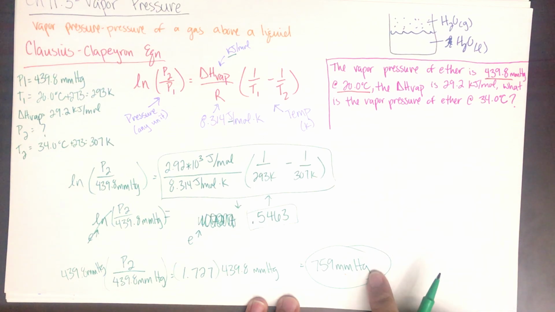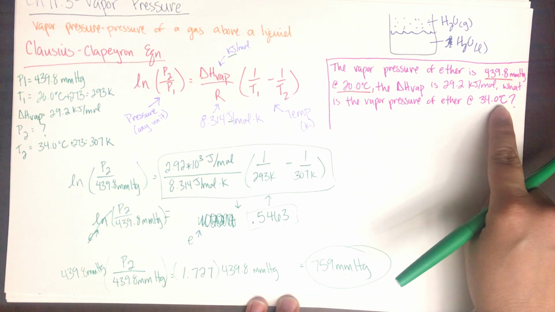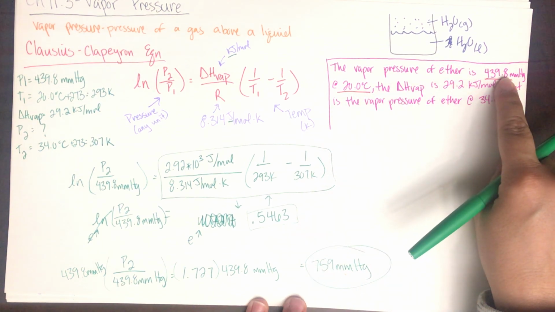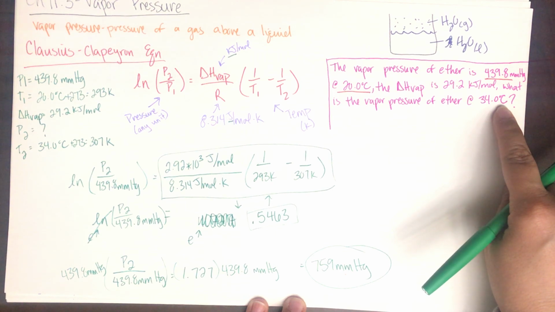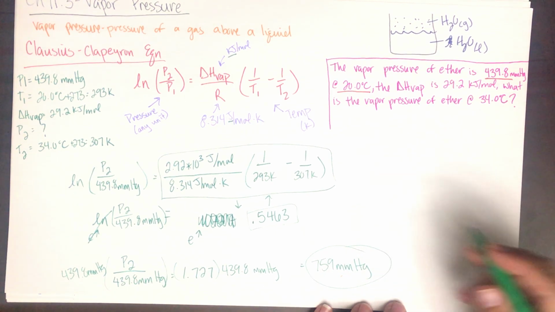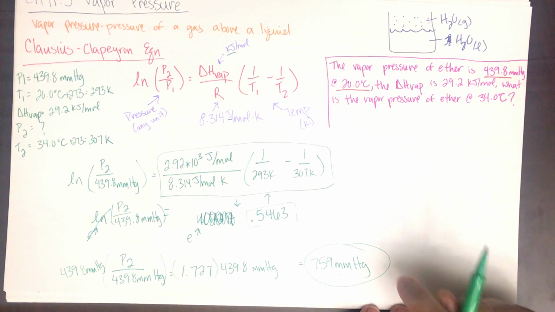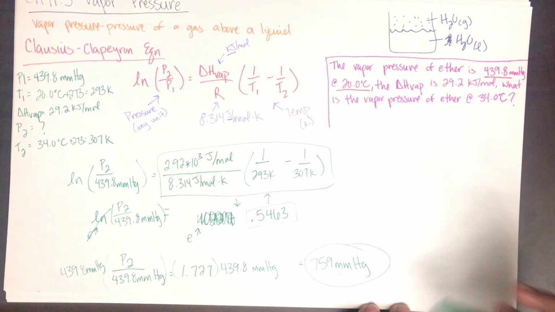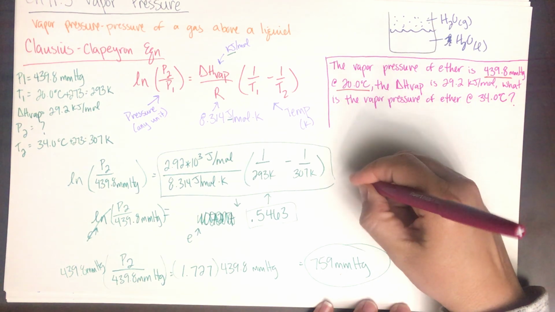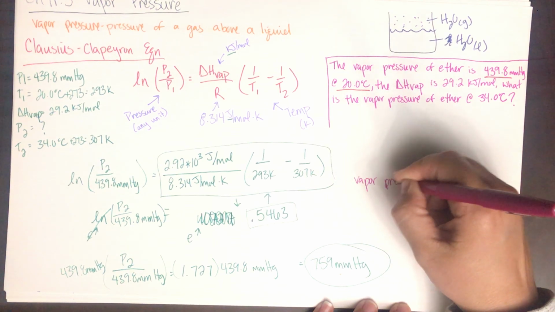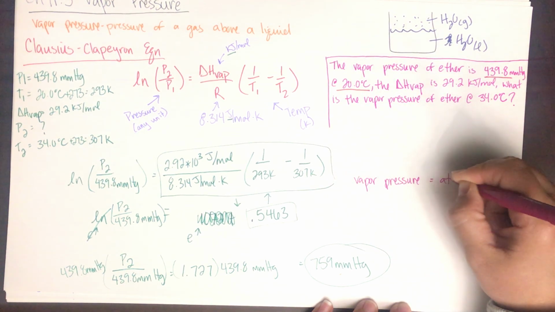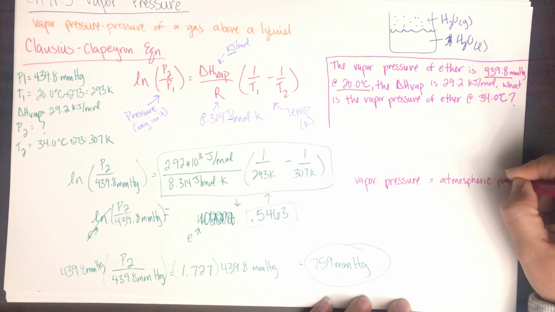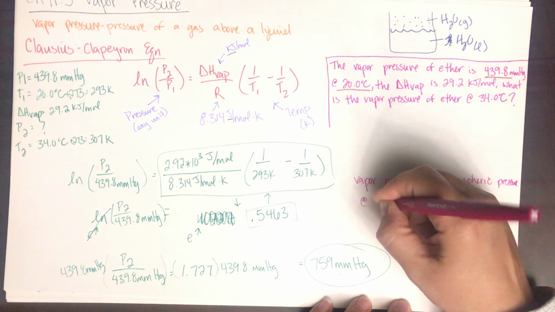So what is this? This is the vapor pressure at 34 degrees. At 20 degrees, the vapor pressure is 439. At 34 degrees, the vapor pressure is 759. Something we learned about vapor pressure back in 161 when we talked about intermolecular forces is that the vapor pressure equals atmospheric pressure at the boiling point.